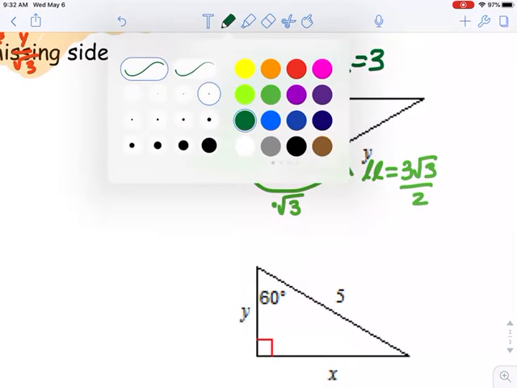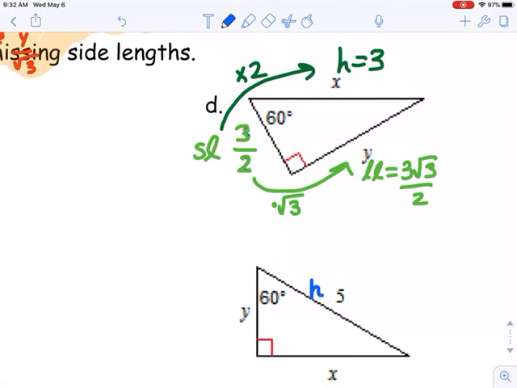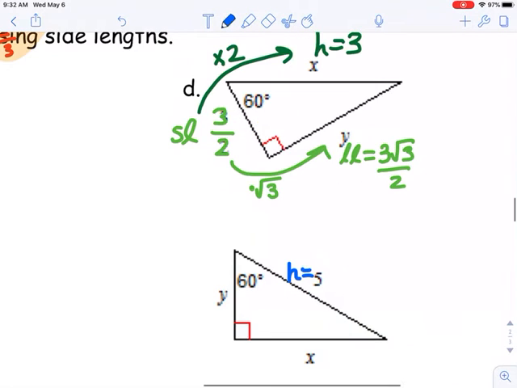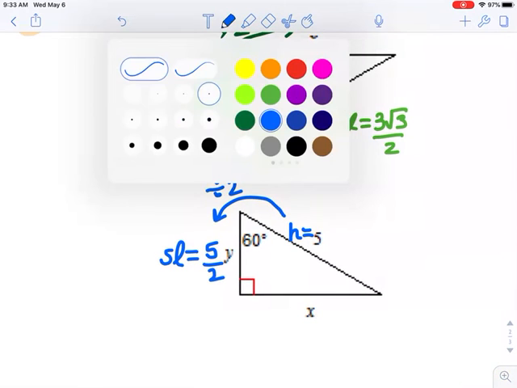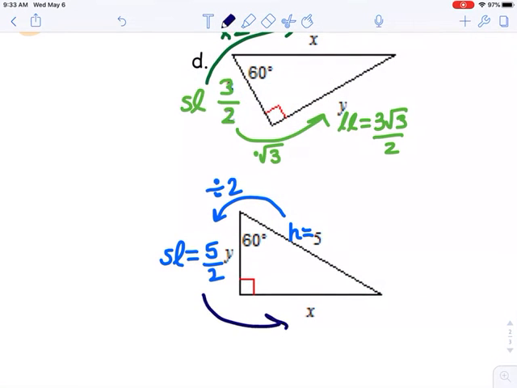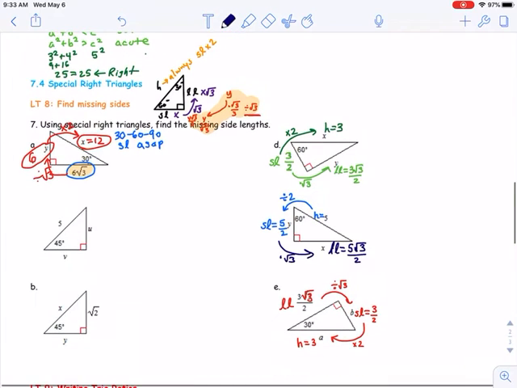And here's the last one right here. We're given the hypotenuse, not a big deal. Always just get the short leg first. So the hypotenuse is always just double the short leg, so to find the short leg I'm dividing by 2. Just going in reverse, reversing my thinking. So the short leg is 5 over 2. So then the long leg is just going to be the short leg with a radical 3 at the end. Long leg is 5 radical 3 over 2. Boom.